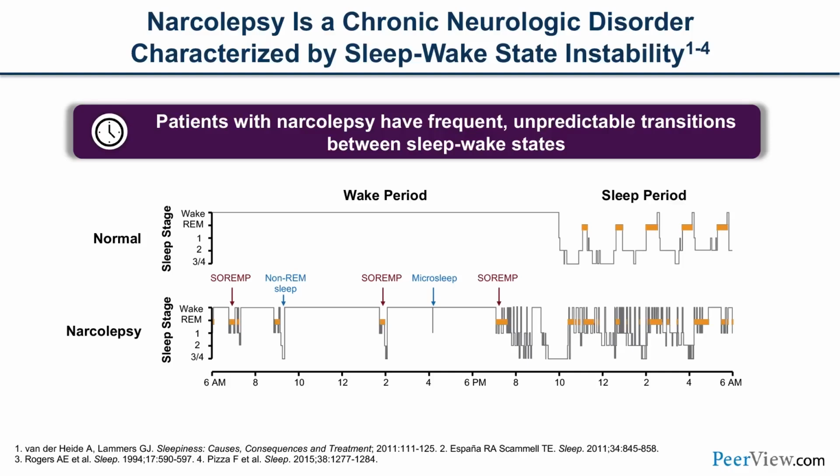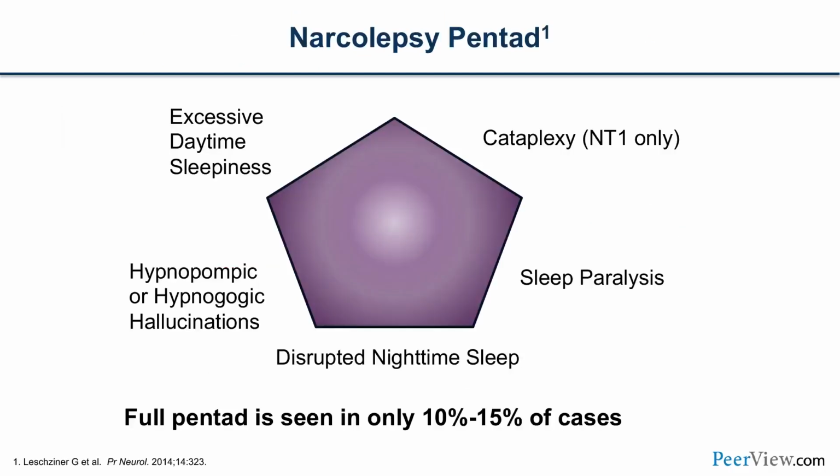This is important because we actually use that as a diagnostic tool, and I'll come back to that in just a moment. But think of this state instability in sleepy people, and they also have a lot of REM-related symptoms. So when we think about this lack of orexin and the sleep and dreaming center penetrate, of course, excessive sleepiness. We think about the pentad of narcolepsy. So we have excessive daytime sleepiness, and we can have cataplexy in type 1 narcolepsy.